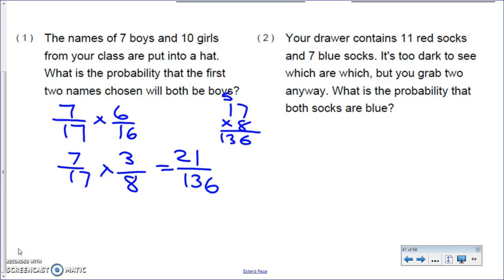Problem 2. Your drawer contains 11 red socks and 7 blue socks. It's too dark to see which are which, but you grab 2 anyway. What is the probability that both socks will be blue? Well, your first shot of pulling a blue sock is 7 blue socks out of 18 total socks. Your chance of pulling a blue sock after that, we now have 6 blue socks left out of 17 socks.